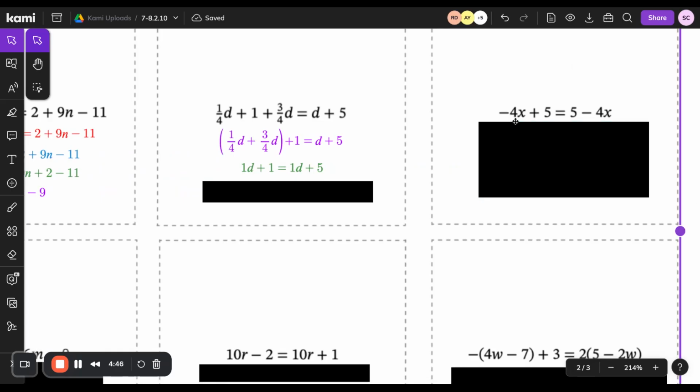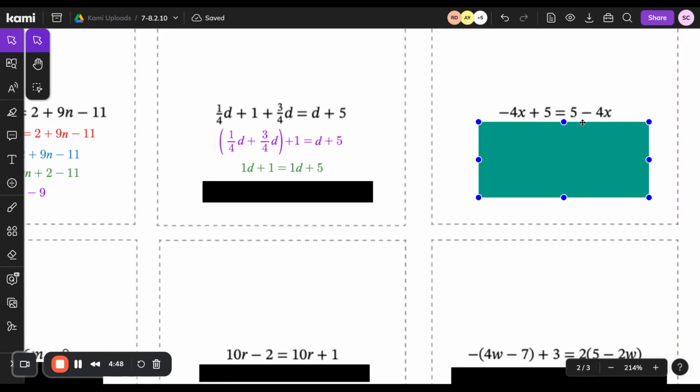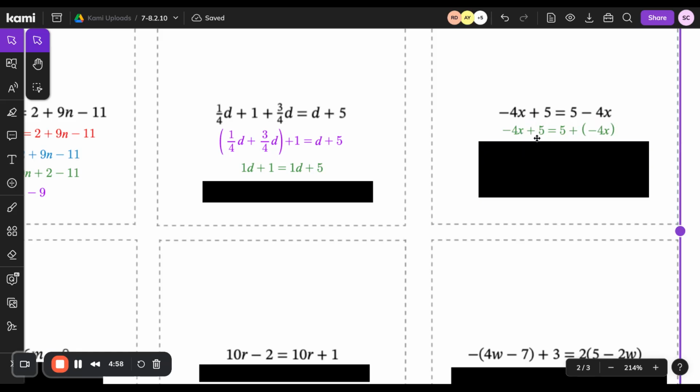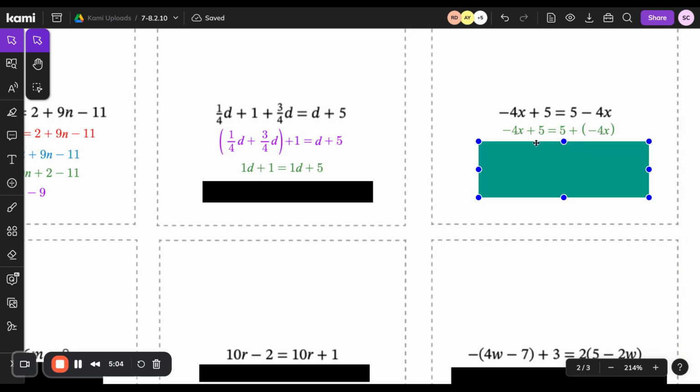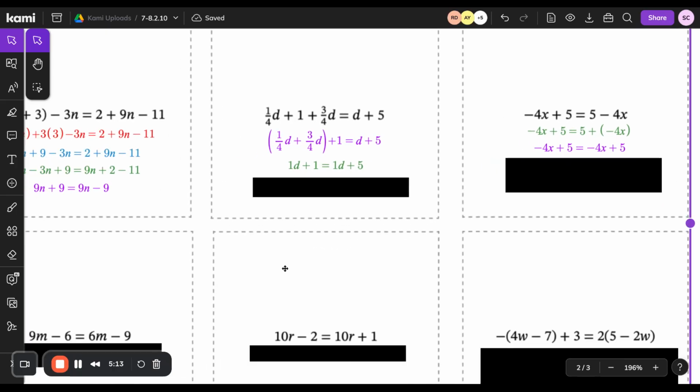Going on to the next one, we have negative 4x plus 5 is equal to 5 minus negative 4x. And actually, rewriting our additive inverse so that we can clearly see what the signs are for our linear term and our constant term. So for this one here, we see that our linear term is negative 4x and negative 4x, and our constant term is 5 and 5. So would this one be considered infinitely many solutions, or would this one be considered no solution?